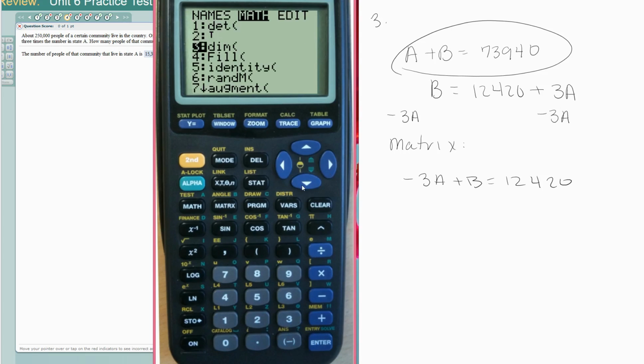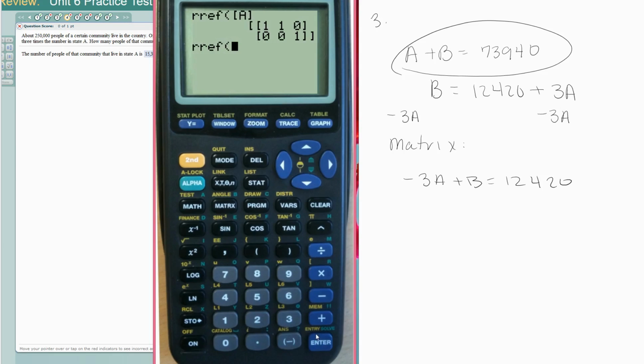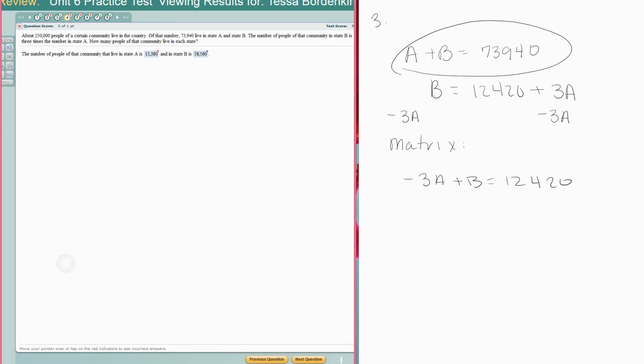Matrix over to math, down to RREF. We need to tell it it's matrix A. Okay, so this tells us you're going to go in order from left to right. So the top line tells you that A is 15,380, and the second line tells you that B is 58,560, which you can see were the correct answers here.